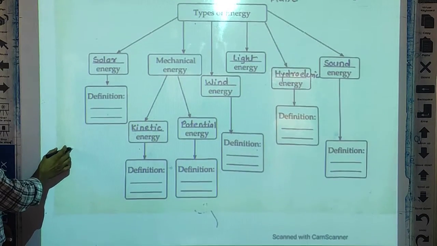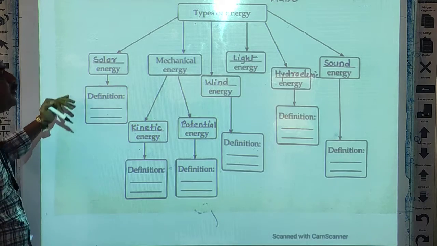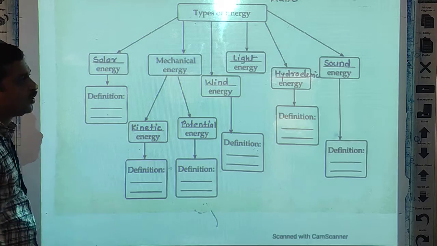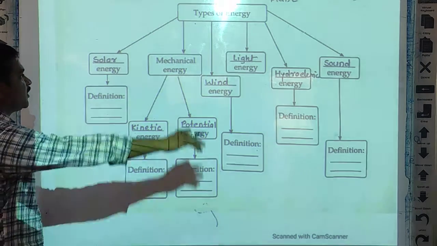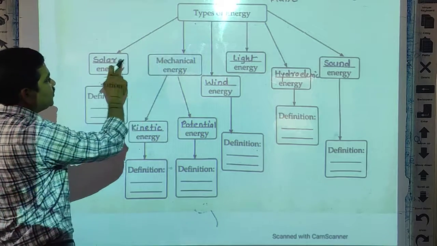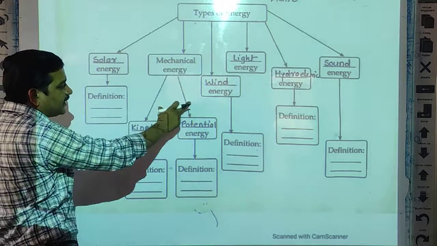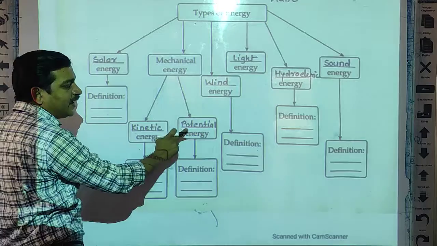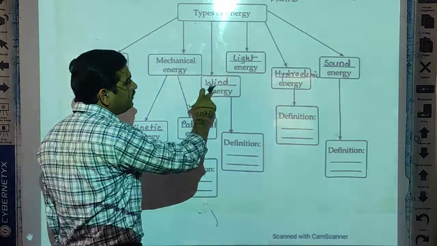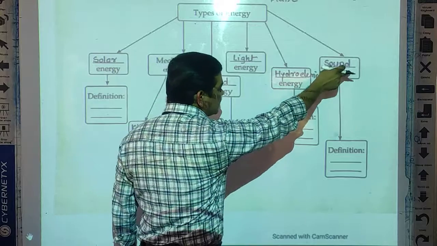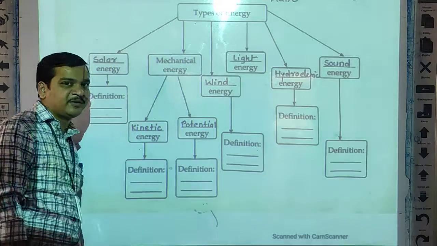Next question here. Complete the concept map. Now see, students, I will give this as homework because I have already explained this thing. Here, types of energy. Solar energy and mechanical energy are already here. Mechanical energy is divided into two: kinetic energy and potential energy. Then wind energy, light energy, hydroelectric energy, sound energy. Whatever is possible, you can write.